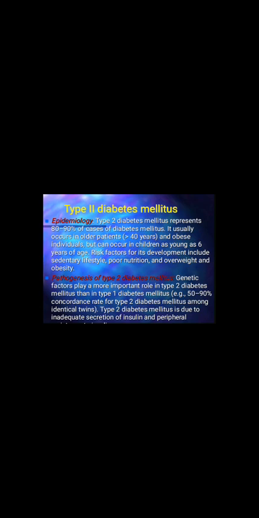The risk factors for someone to have type 2 diabetes: one is sedentary lifestyle, poor nutrition, overweight, and obesity. The pathogenesis: mainly genetic factors play a more important role in type 2, which we didn't see in our first video for type 1. So here genetics plays a greater role.